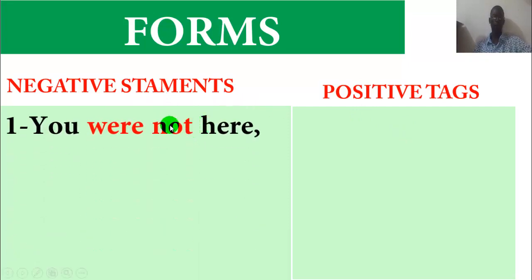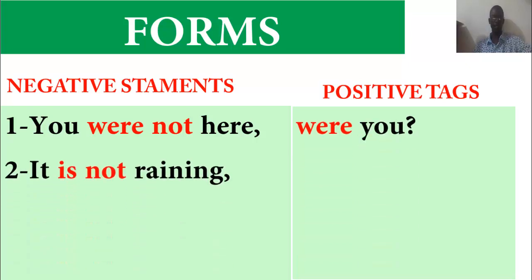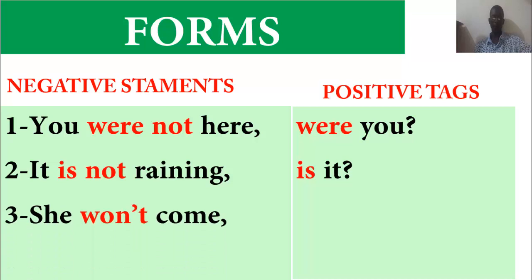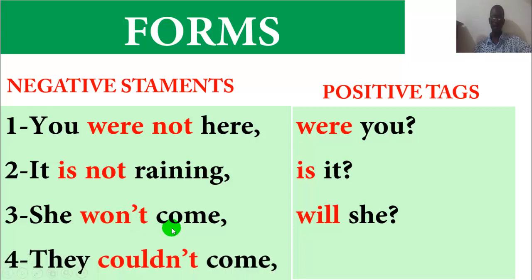You were not here. Were not is negative, so tag must be were you. Were you? It is not raining, tag question must be is it, affirmative form. Number 3, she won't come. Won't is negative, so will she. Because won't is the contraction of will not. Number 4, they couldn't come. Could they? So, okay.